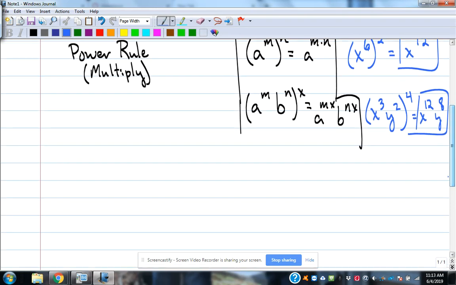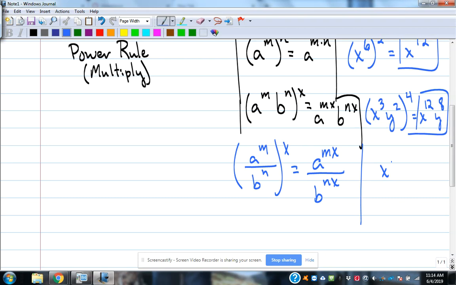Another power rule that could happen is if you've got a fraction on the inside of the parentheses. Maybe you've got a to the m over b to the n. Same thing, everybody gets multiplied. So it's a to the mx over b to the nx. An example might be x to the 7th over y to the 4th, squared. That'd be x to the 14th, since 7 times 2 is 14, over y to the 8th, since 4 times 2 is 8.